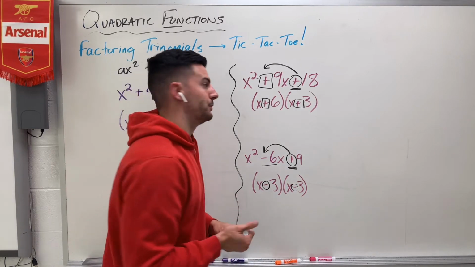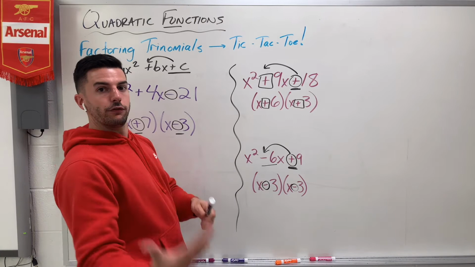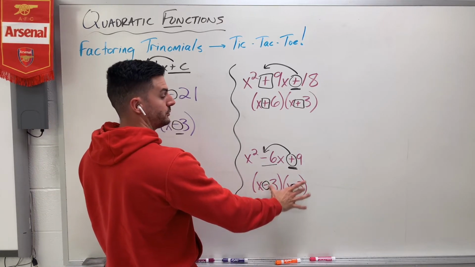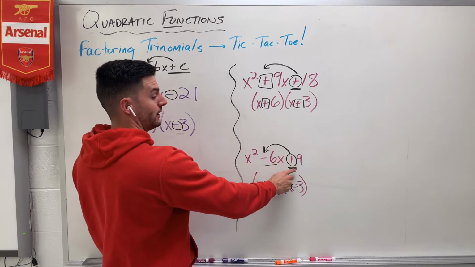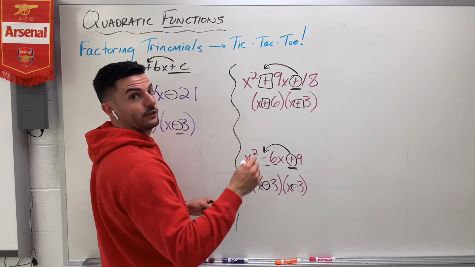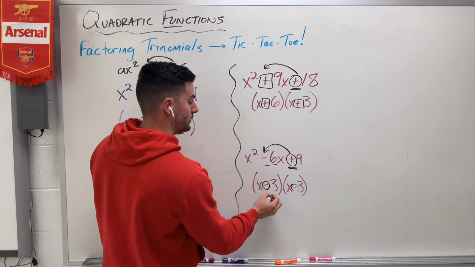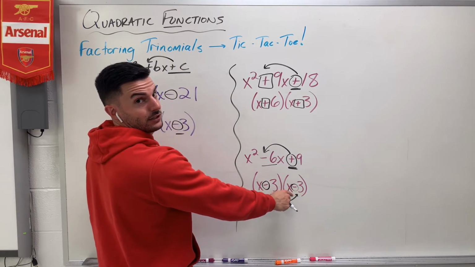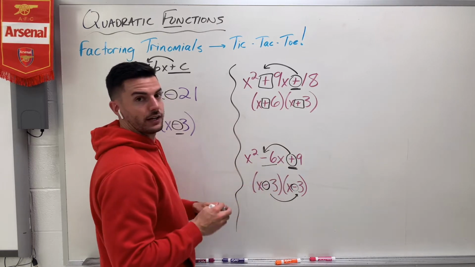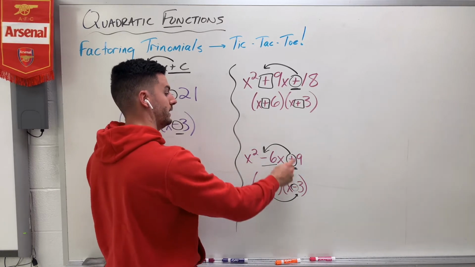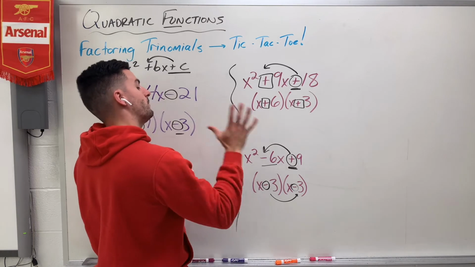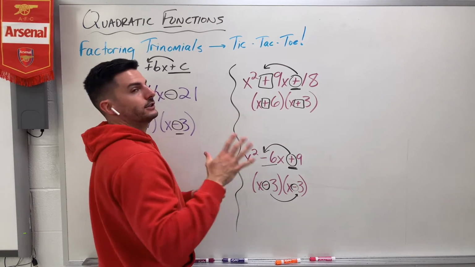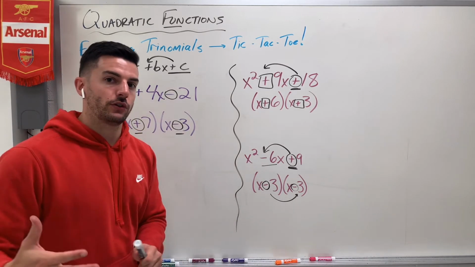And so why does that happen? Well, again, if we're thinking FOIL, we would FOIL these two groups to get this as an answer. So this would end up as a plus because, first, outer, inner, last. If you multiply these two last terms together, -3 times -3, guess what? You'd end up with +9, right? A negative times a negative gives you a positive. So that's why that happens and why it's important to look for the signs. But it's super helpful to us as we factor if you notice that first.